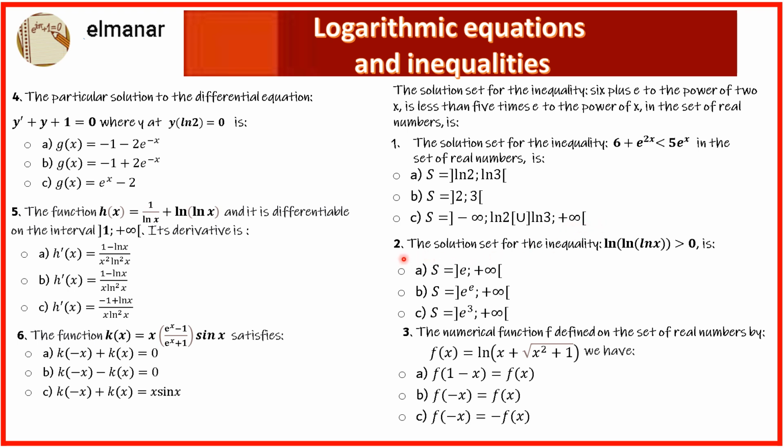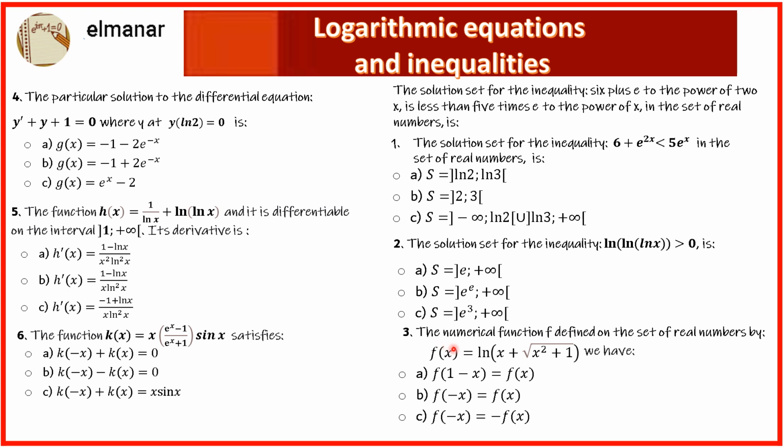Question 2. The solution set for the inequality the natural log of the natural log of the natural log of x is greater than 0, is option A, the interval from e to positive infinity. Option B, the interval from e to the power of e to positive infinity. Option C, the interval from e cubed to positive infinity.